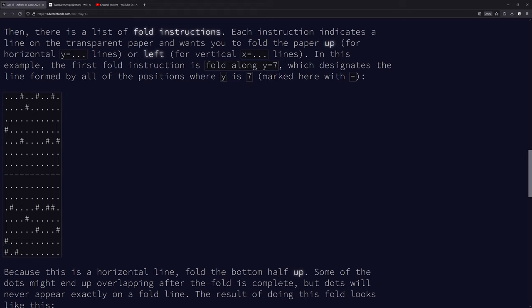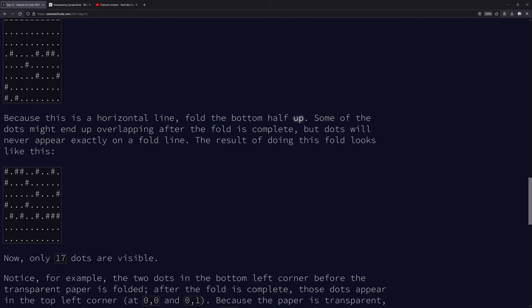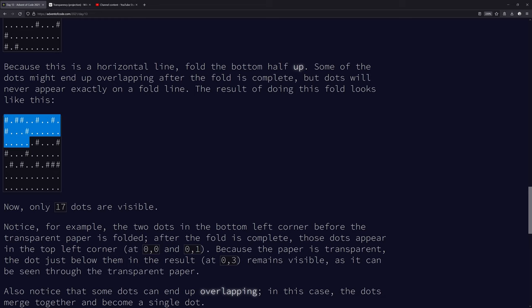So if this is true or this is true, then the resulting, right, you're going to take this and make a new one that's just this half, or you could just iterate through this and OR it with each partner spot, right, to figure out if the new one will contain a hash or a period. Okay. Some of the dots might end up overlapping, but dots will never appear exactly on a fold line. Fold looks like this.